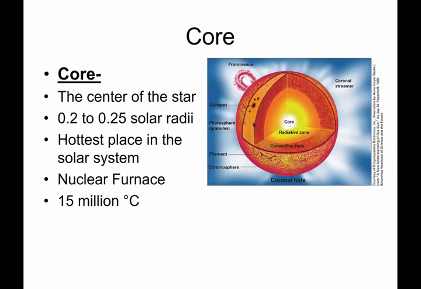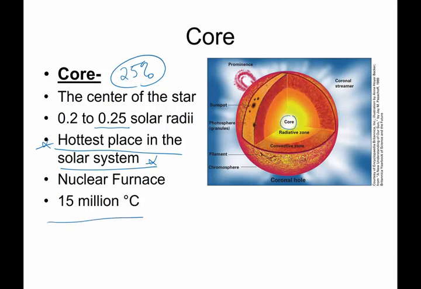The centermost part of our star is called the core. When we start talking about nuclear fusion, this is the area where the heat and the light is actually produced. It is about a quarter, about 25% of the solar radii is actually the core. So about 25% of the whole sun is made of this core. It is the hottest place in the solar system. There is no place as hot as the actual core of our star. It's about 15 million degrees Celsius.